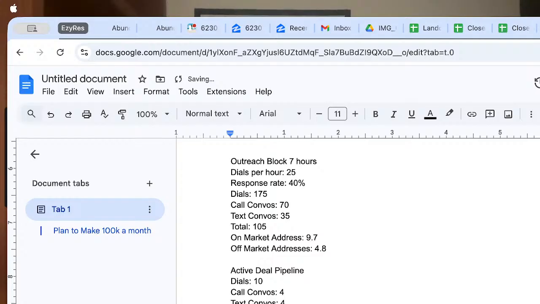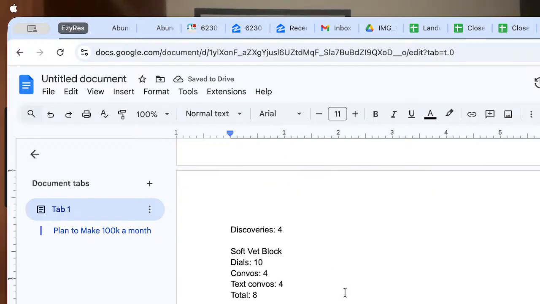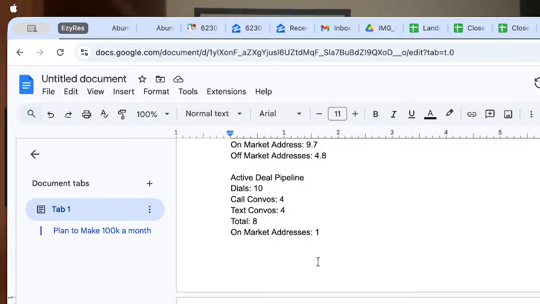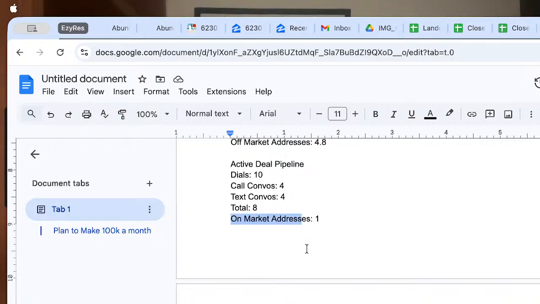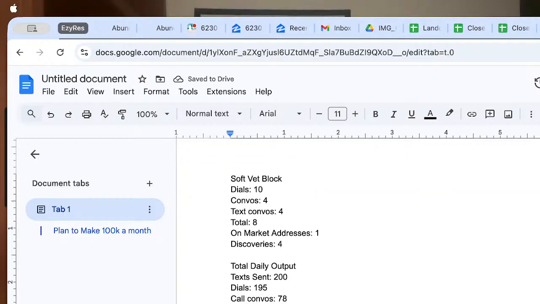On-market addresses. Discoveries, we'll say 4. So total, and actually that's not right, sorry. Let's say for SoftBet, on-market addresses 1, discoveries 4. So discoveries would be like doing a whole discovery call on the property, making sure it fits my buy box, everything I'm looking for.